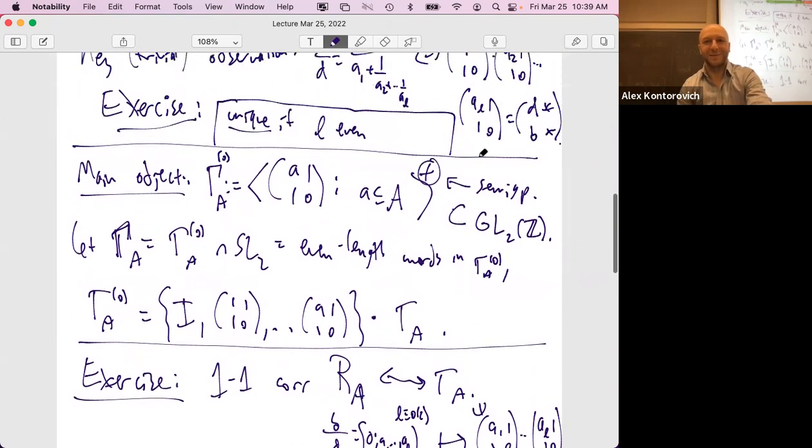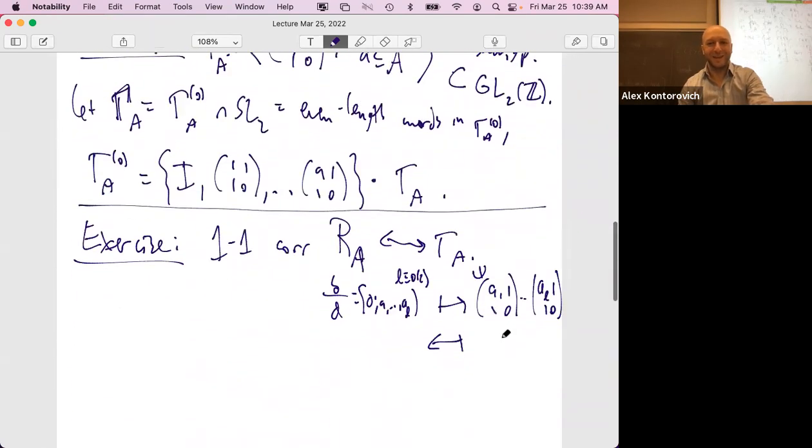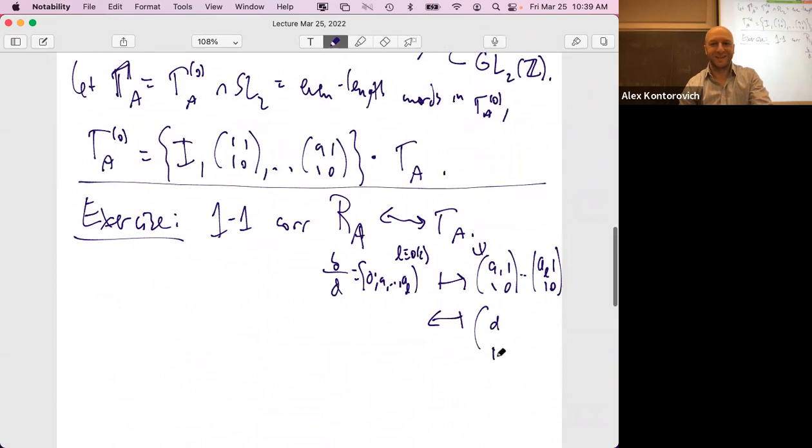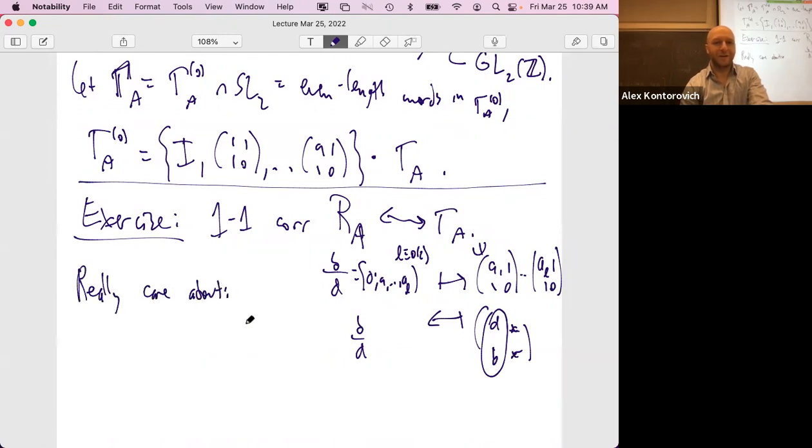Well, that's what this exercise was. Right. I get a dB, so I get a dB reconstructed, and I just take B over D. So in fact, if we really care about only these first columns, so what we really care about, not gamma A itself, but the first column. So the first column is gamma A times the column vector (1, 0).